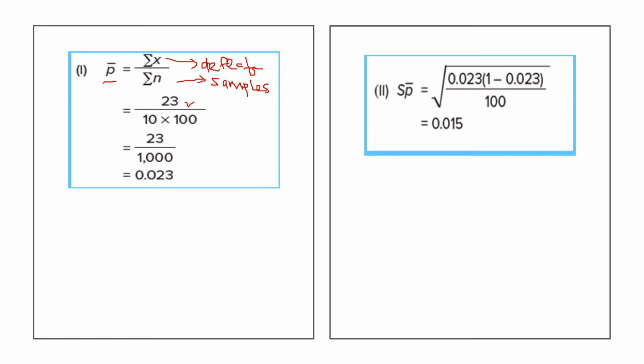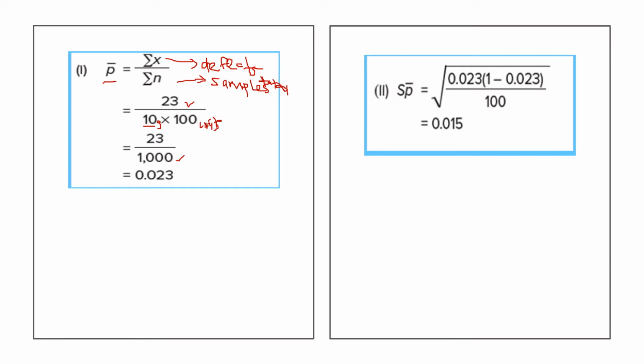And for the summation of n, or we call it the total sample. Okay, down here is the total sample. Total sample is where you focus on how many samples we have as given in the question. So we have 10 samples altogether, and in each sample we have 100 units. So you have to take 10 samples multiplied by 100 units. That will become the summation of n, or the total sample. So 10 times 100, it is 1000.